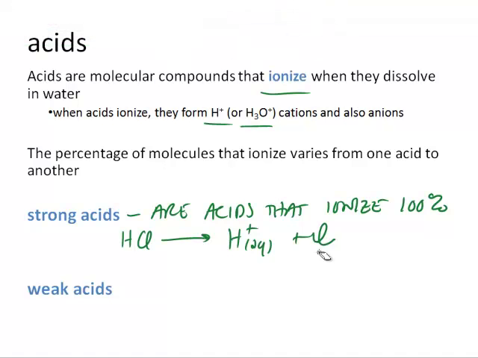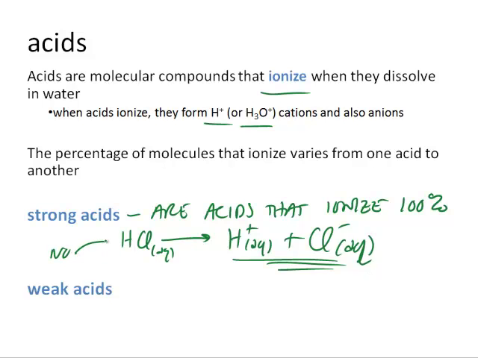Let's clean that up a little bit. Plus Cl minus aqueous. 100% of the hydrogen and chloride ions are on the right side of this equation. There are no HCl molecules in solution. It is 100% ionized.